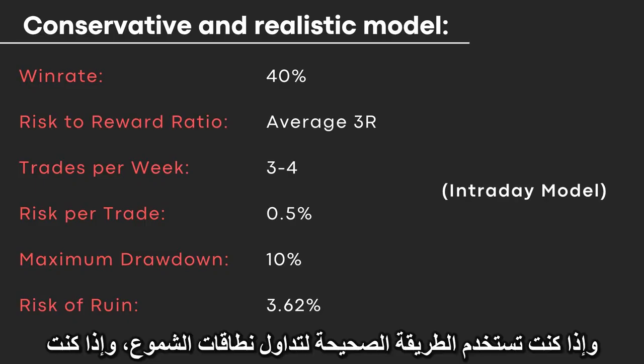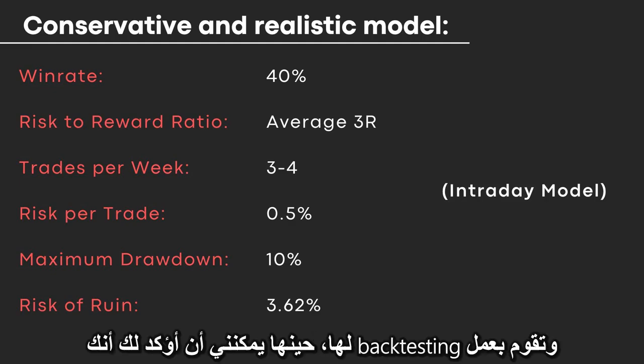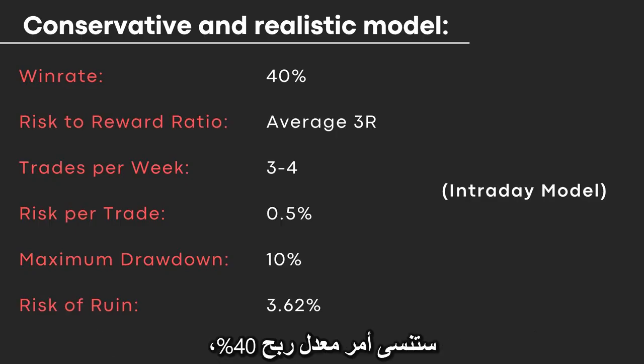And if you're using the correct way to trade candle ranges, and if you know what you're doing, and if you're in CPI, and if you watched my trade breakdowns and my content, and you are about to watch even more of it, and you are diligently studying it and following it religiously, making notes, backtesting, then I can assure you that forget about a 40% win rate, you can even achieve an 80% or 70% win rate. So that's not going to be a problem for you.